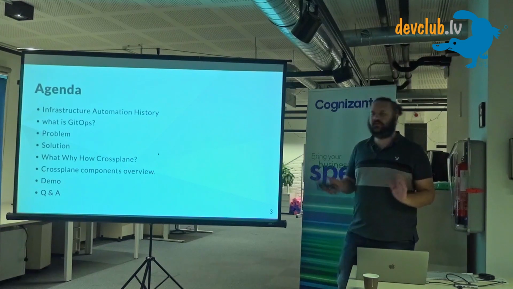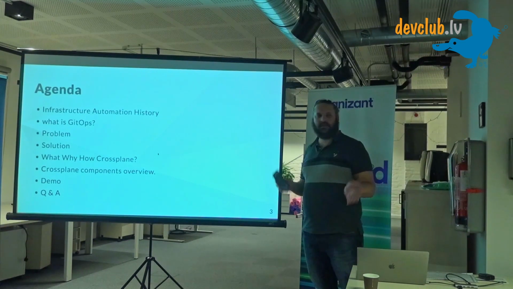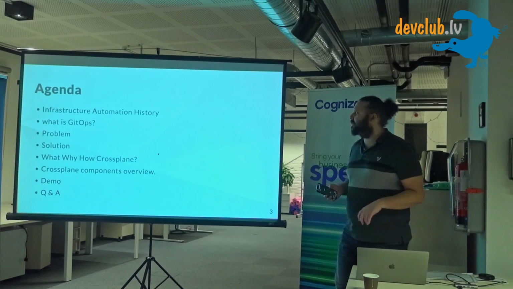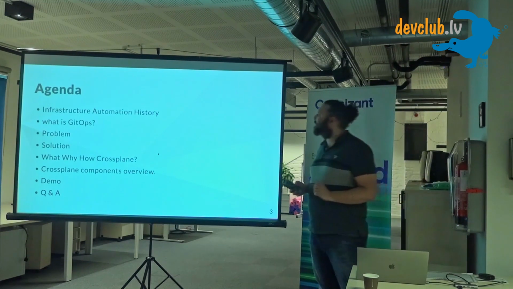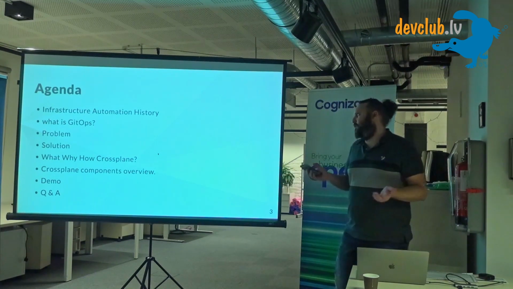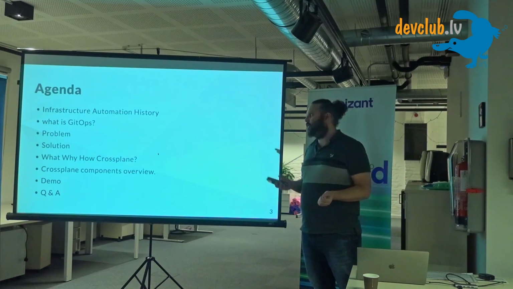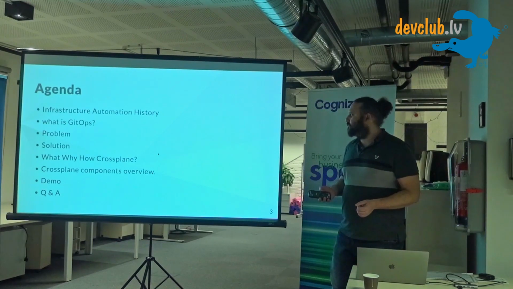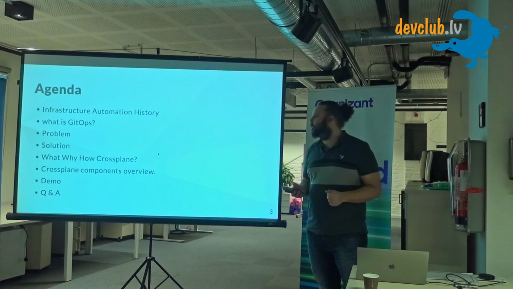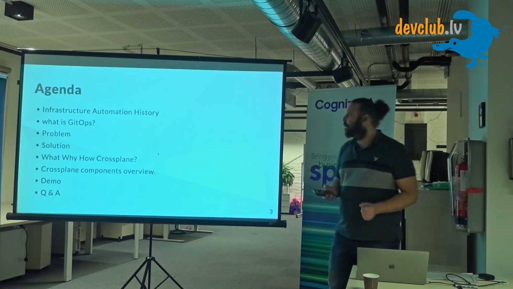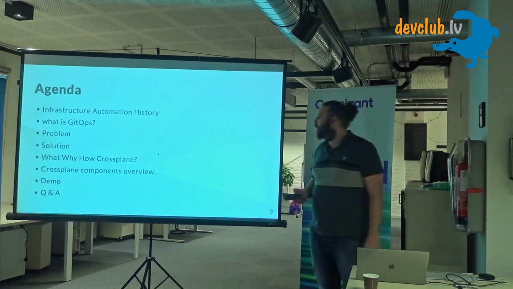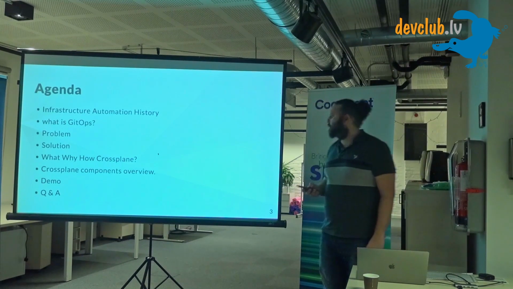Our agenda today is that we will speak a bit about infrastructure history. Yes, this is the third presentation about infrastructure. Then something interesting: what is GitOps? The problem I face, the solution, what I found. What is Crossplane? Also some details about Crossplane components. And I hope I will have time for a demo, and then maybe questions.